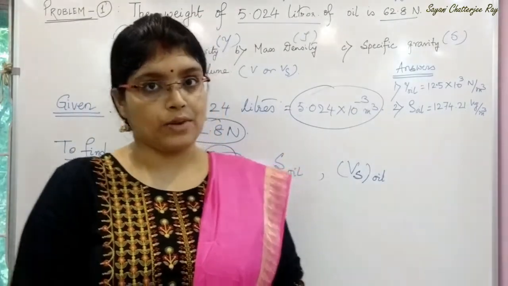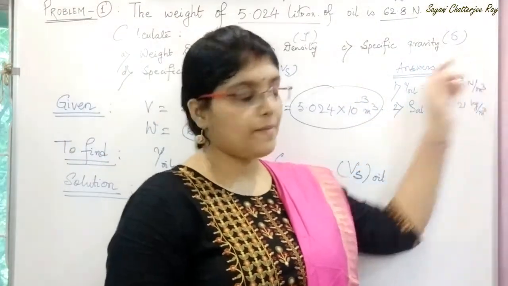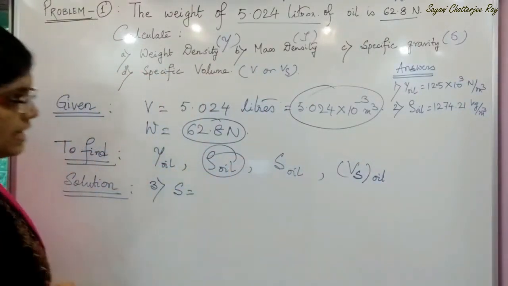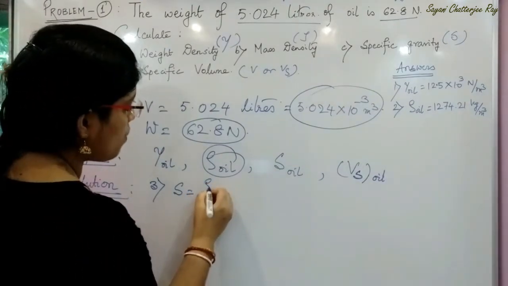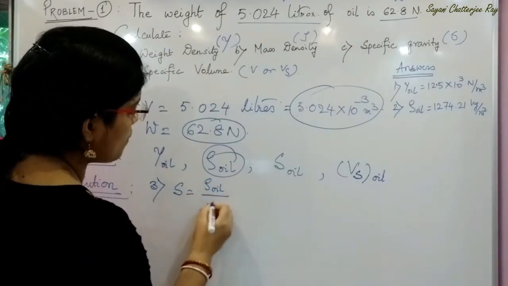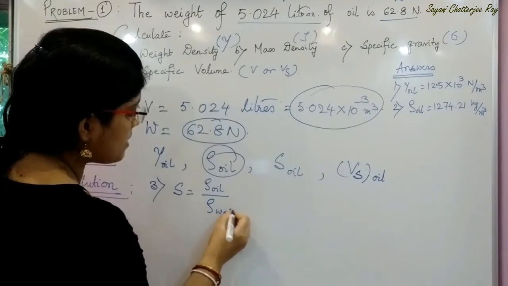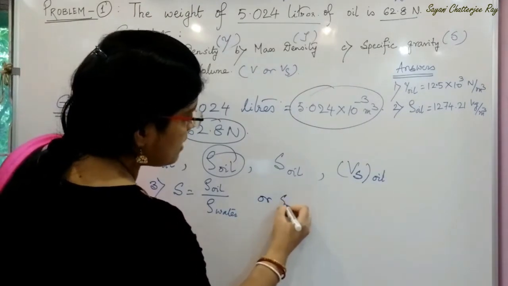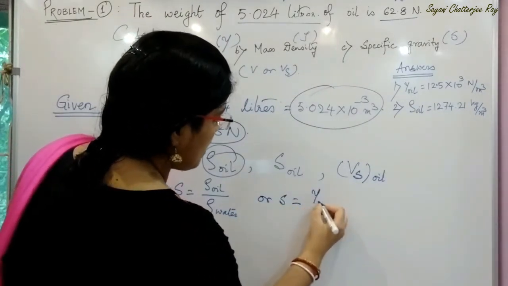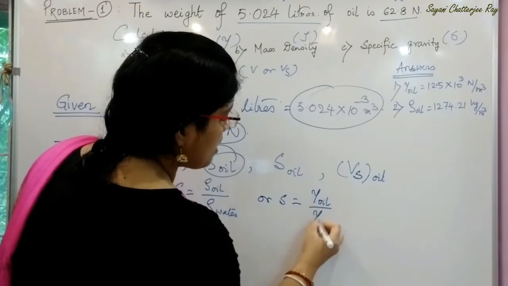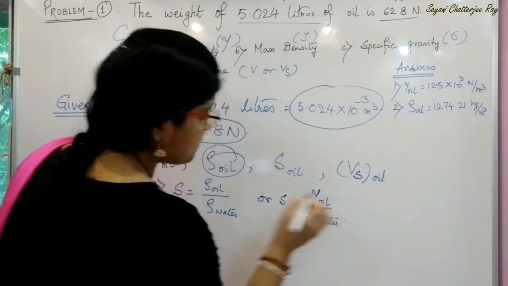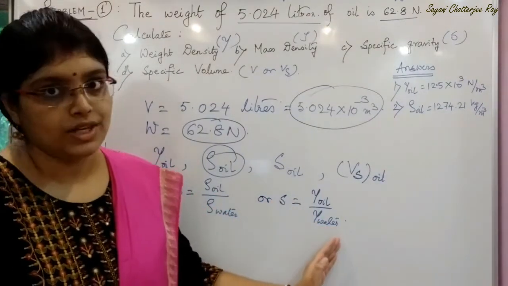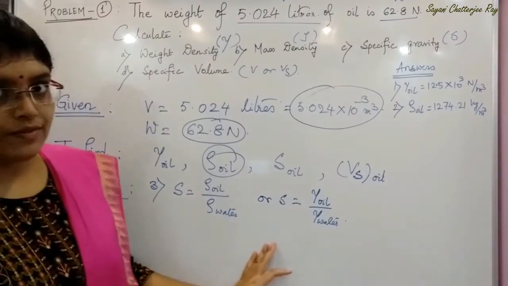Now next we have to calculate the specific gravity of oil. We know that specific gravity equals rho oil by rho water, that is mass density of oil divided by mass density of water. We also know that S equals gamma oil divided by gamma water. So we can find the value of specific gravity by either of these formulae. I will show you both ways how to solve this.